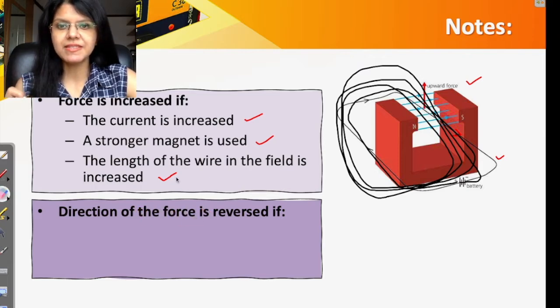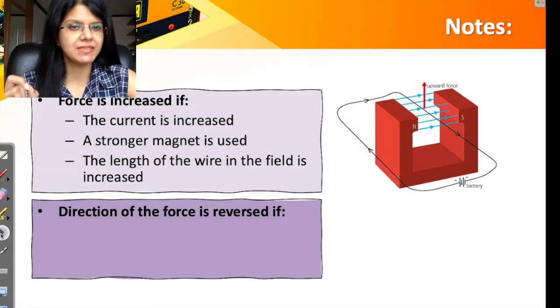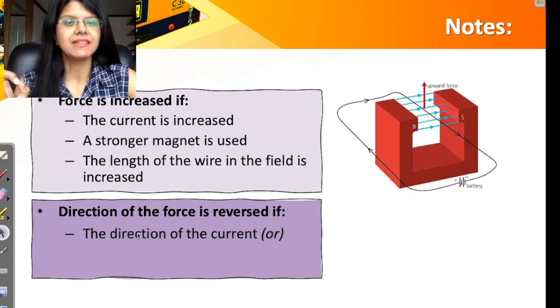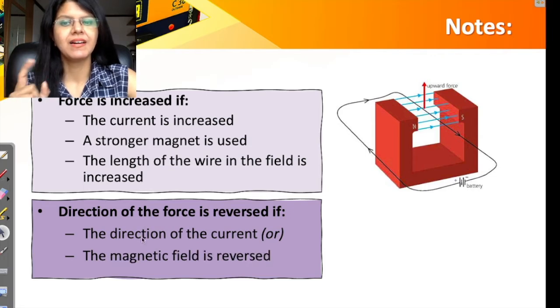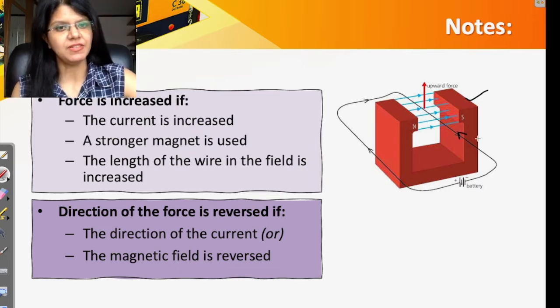How can you reverse the direction of the force? Think about it, easy for you to understand and answer yourself. The direction of the force is reversed if the direction of the current is reversed, or if the direction of the magnetic field is reversed. So either you reverse the direction of the magnetic field or you reverse the direction of the current, it reverses the direction of the force.